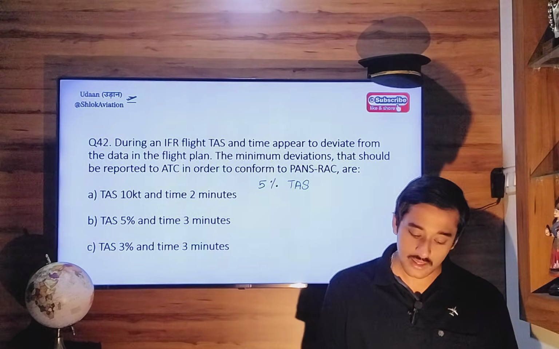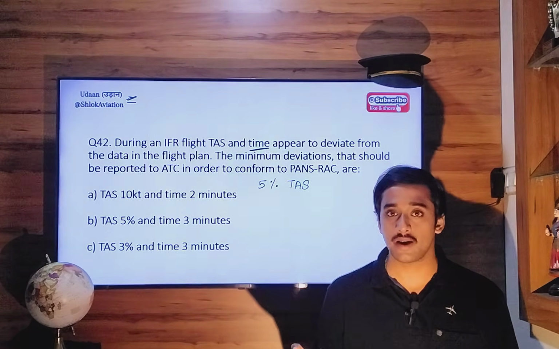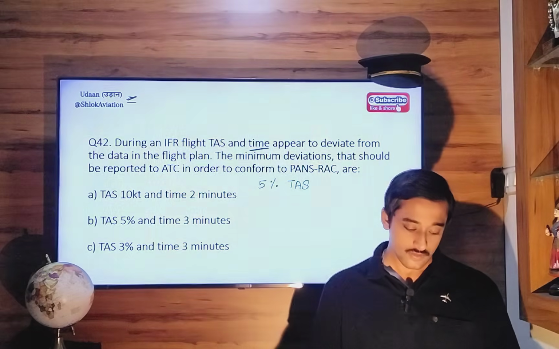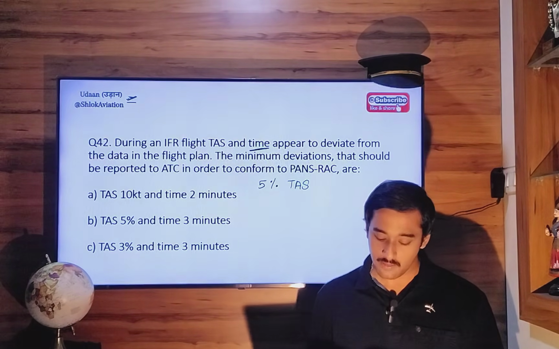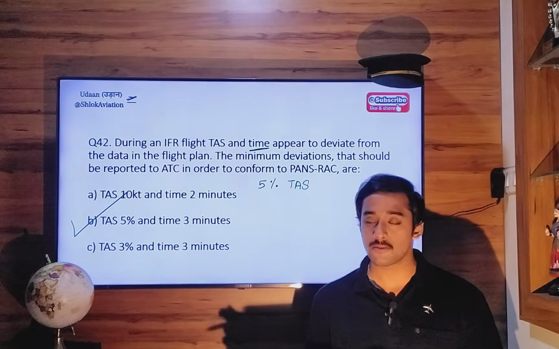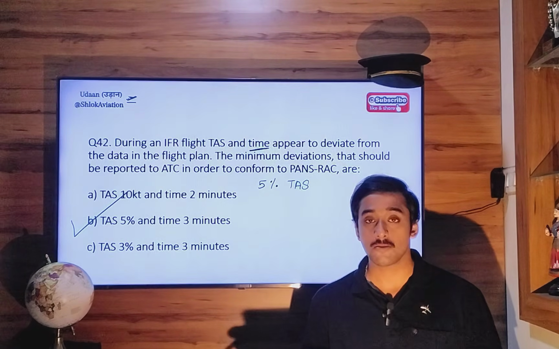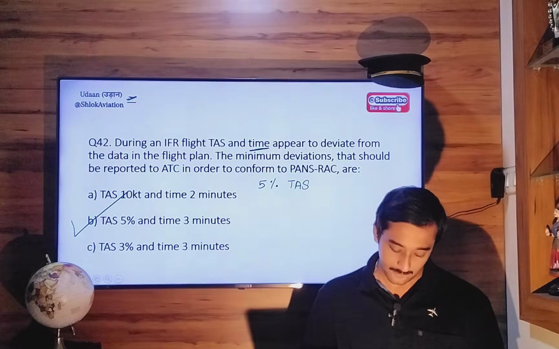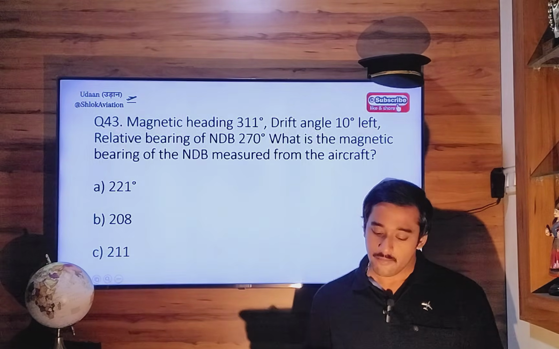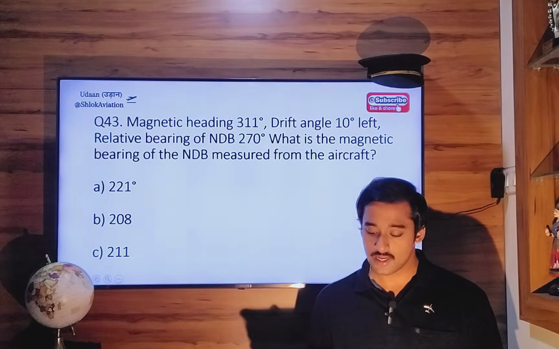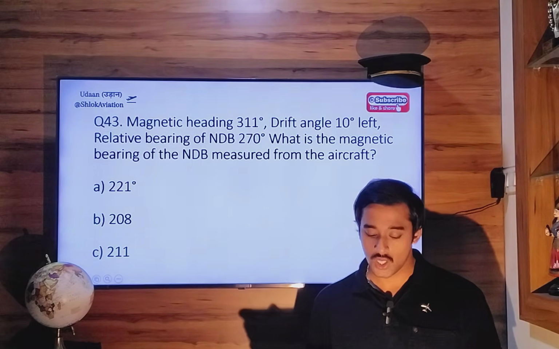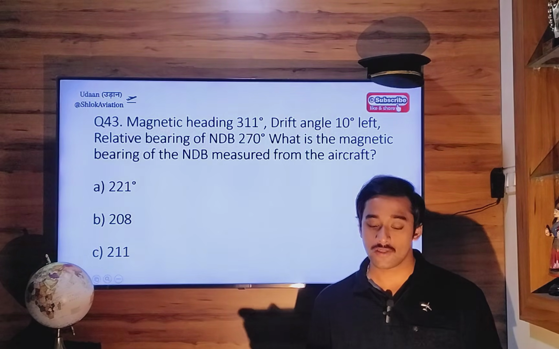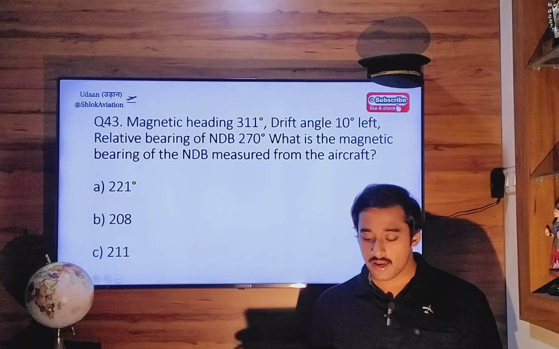And for time, the minimum deviation limit which obliges you to report that deviation to ATC is 3 minutes. So the correct answer is TAS 5% deviation, time 3 minutes. Okay. Next. Magnetic heading is 311, drift is 10° left, relative bearing 270. What is the magnetic bearing of the NDB from the aircraft?